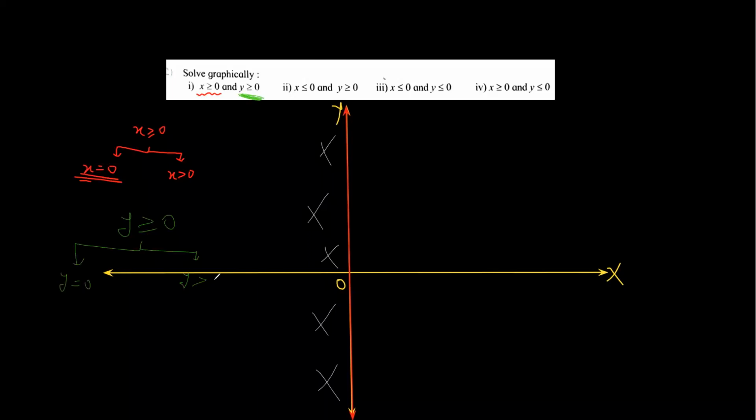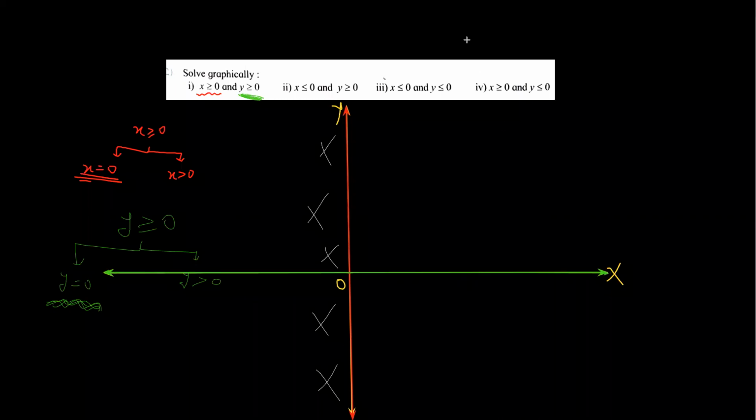Y greater than 0. What will I do? I'll draw the line first. What is the line? The line is y equal to 0. Draw it. This is the line y equal to 0.